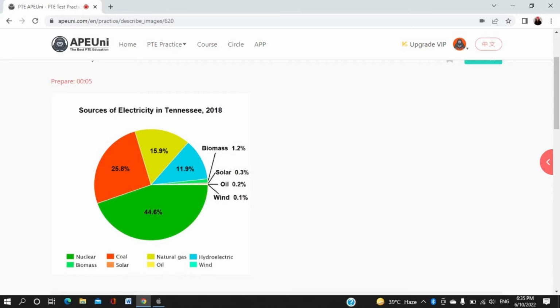There are lots of different elements in the image which are nuclear, coal, natural gas, hydroelectric, biomass, solar, oil and wind. One of the elements is maximum, whereas another one is minimum. There are lots of different trends, variations, and numbers in this image. The different numbers are 11, 15, 44, and 25%. There are different colors such as green, red, and black. To conclude, the given bar graph gives us information about the sources of electricity in TNS 2018.